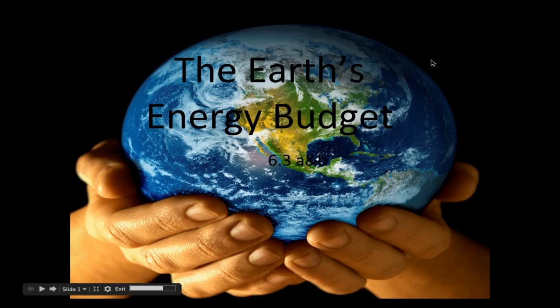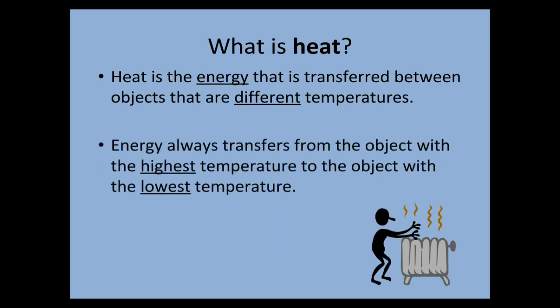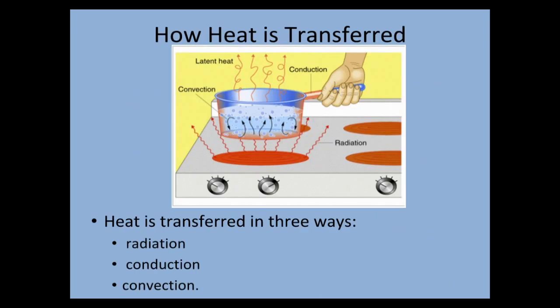Today, we're going to be talking about the Earth's energy budget and heat transfer. Heat's defined as the energy that's transferred between objects that are different temperatures. When heating something, energy always transfers from the object with the highest temperature to the object with the lowest temperature. Now, heat's transferred in three ways: radiation, conduction, and convection.